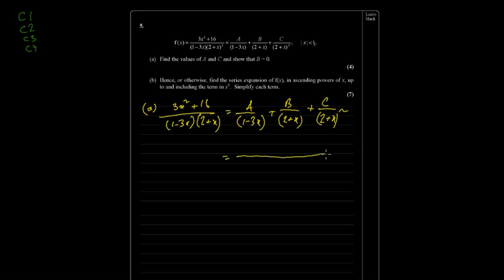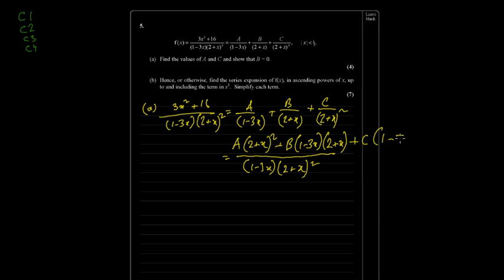For the LCM, all you have to do is just copy this here. This is squared here, (2 plus x) squared. Just copy it here. So (1 minus 3x)(2 plus x) whole squared. So this and this matches. So this would be A into (2 plus x) whole squared, plus this into this matches, B into (1 minus 3x)(2 plus x), plus, for C, this thing and this thing matches, it would be C into (1 minus 3x).